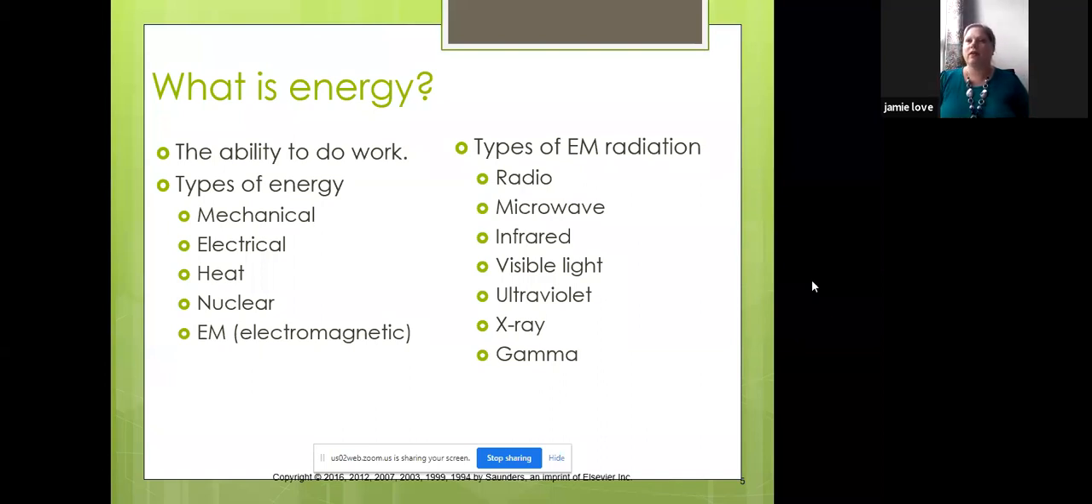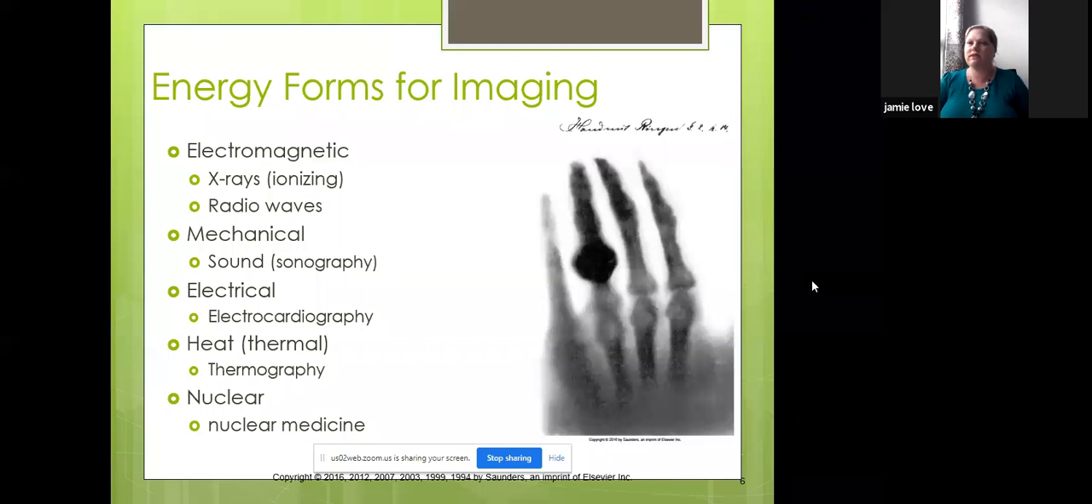But when X-rays were discovered, this is a reenactment picture, supposedly of the first X-ray that Roentgen took of his wife's hand, here on the screen. They didn't know that X-rays were ionizing or could harm you, but we know electromagnetic radiation on the EM spectrum is X-rays, radio waves.